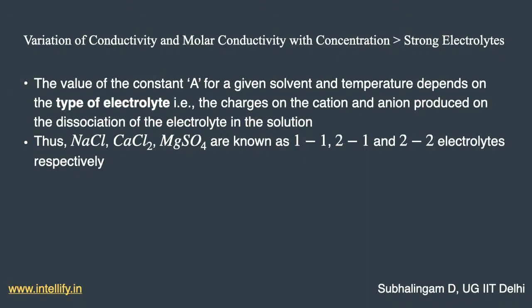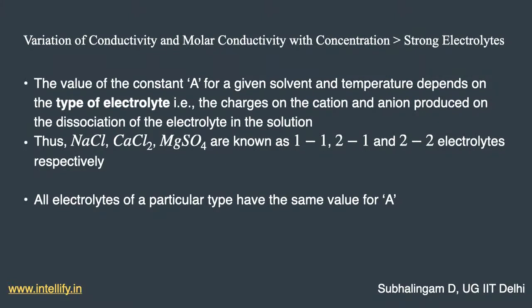Thus, NaCl, CaCl2, MgSO4 are known as 1-1, 2-1, 2-2 electrolytes. Why? If I dissociate NaCl, I get Na plus and Cl minus. CaCl2, I get Ca2 plus and Cl minus. The charge on Ca is 2, charge on Cl is 1. So I have 2, 1. For MgSO4, charge on Mg is 2 plus, charge on SO4 is 2 minus, so it's a 2, 2 electrolyte.